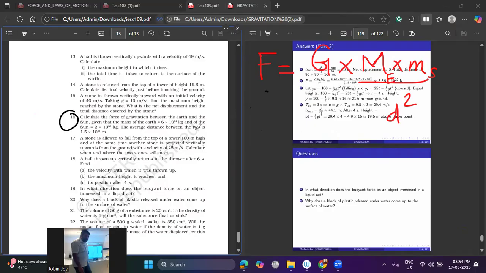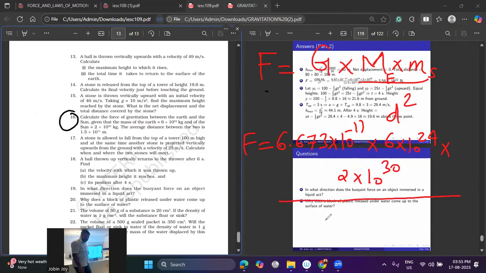The mass of the earth is 6 into 10 raised to 24 kilogram and sun 2 into 10 raised to 30 kilogram. Distance is given, so I can write F is equal to G. What is the value of G? 6.7 into 10 raised to power minus 11. 6.673 into 10 raised to minus 11 into mass of the earth 6 into 10 raised to 24 into mass of the sun 2 into 10 raised to 30, the whole divided by distance 1.5 into 10 raised to 11 into 1.5 into 10 raised to 11.